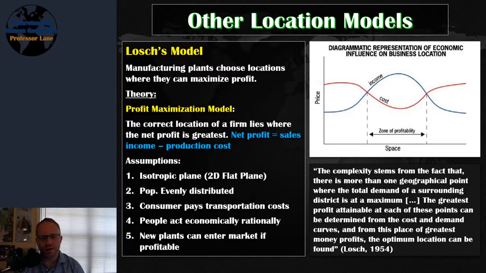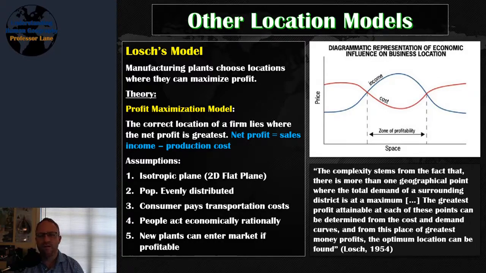Now, according to Loesch, quote, the complexity stems from the fact that there is more than one geographical point where the total demand of a surrounding district is at a maximum. The greatest profit attainable at each of these points can be determined from the cost and demand curves. And from this place of greatest money profits, the optimal location can be found.